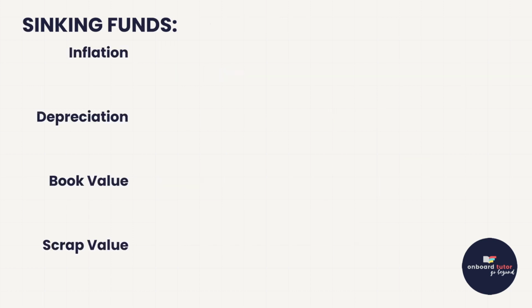Before we look at sinking fund annuities, it's so important to have a good foundation of the vocabulary that gets used around these topics. So we're going to look at these words: inflation, depreciation, book value, and scrap value. Because if you don't understand what these mean, then you're actually going to sit with questions that you don't know how to answer. Okay, inflation is a word that is thrown around a lot these days, and that is basically the general increase in price, or the rate of increase in price of general goods over a period of time.